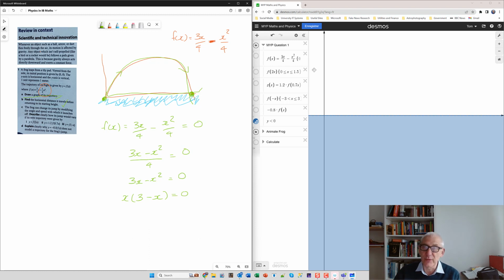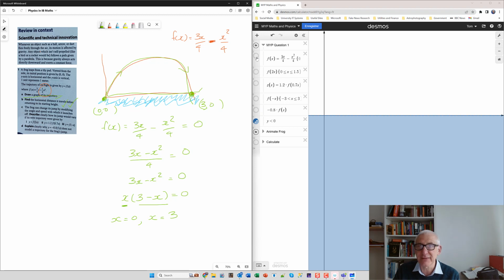And with our little rule for how we find zeros, this one must be 0 and this one must come to 0. So our two zeros are going to be x = 0 or x = 3. So he starts off at (0, 0) and he ends up at (3, 0). So that's that second part. The actual horizontal distance he flies is going to be 3 meters. And we can show that much more neatly using Desmos.